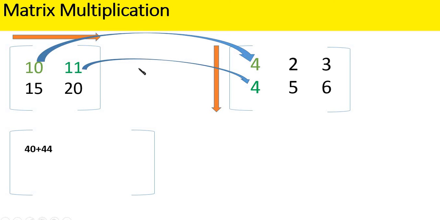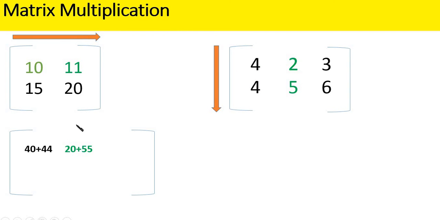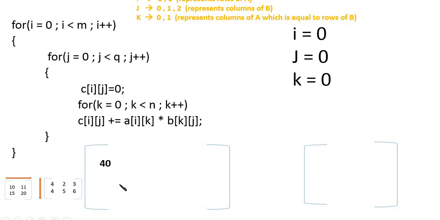First you multiply 10 with 4, then 11 with 4. 10 fours are 40, 11 fours are 44. Then you multiply 10 with 2, 10 twos are 20, and 11 fives are 55. Then you multiply 10 with 3 and 11 with 6. 10 threes are 30 and 11 sixes are 66. Similarly, 15 fours are 60 and 20 fours are 80. Then 15 twos are 30, then 20 fives are 100. Again 15 threes are 45 and 20 sixes are 120. This is how you multiply the matrices.